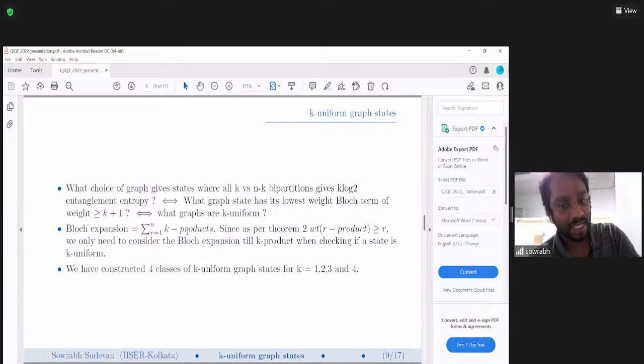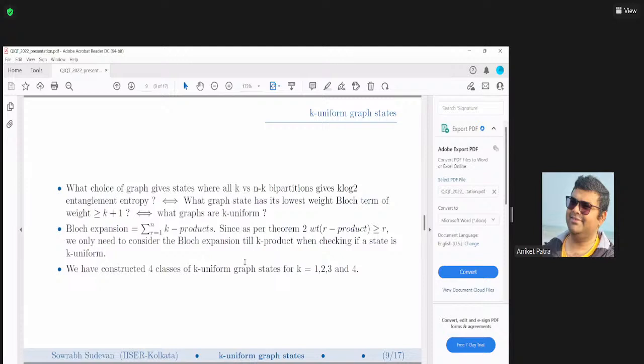And we know that K product will have minimum weight K. So to check if a graph is K uniform, you need to check the weight of the 1 product, 2 product, up to K product. You don't need to construct the full expansion. Up to K product, then ensure that has weight more than K, and then we are safe. The state will be K uniform. So this is the idea.